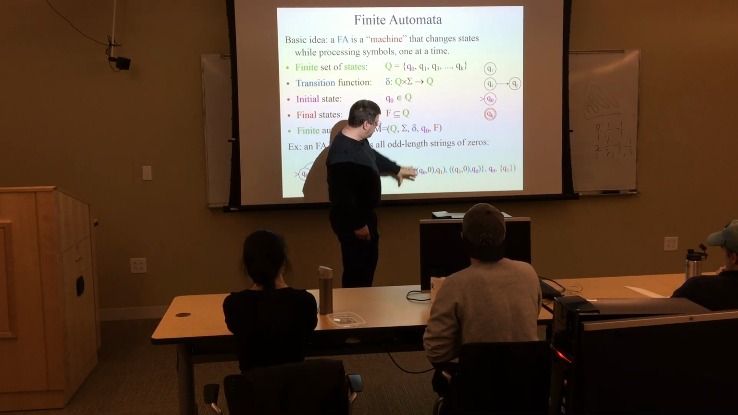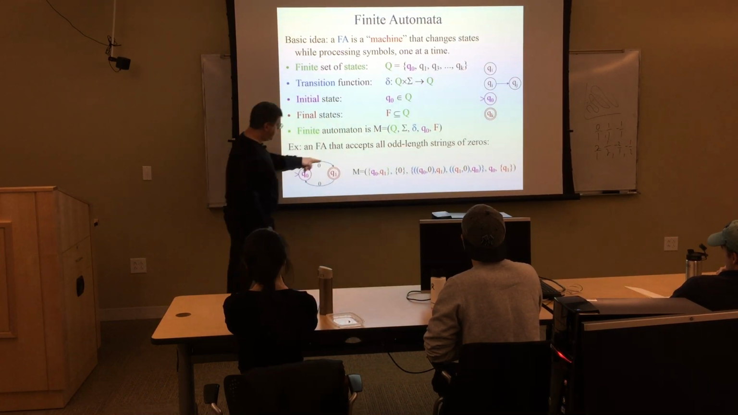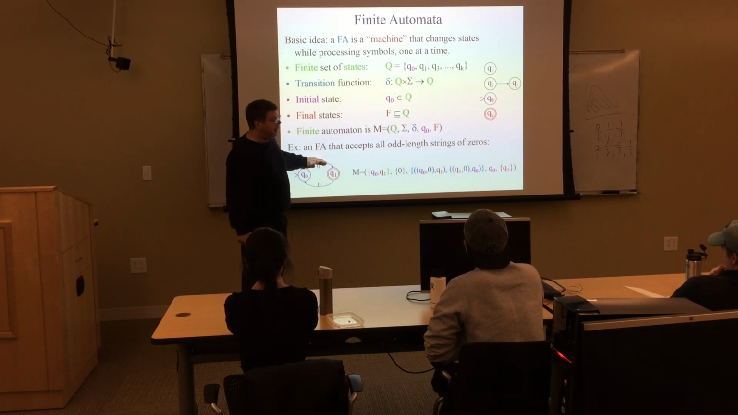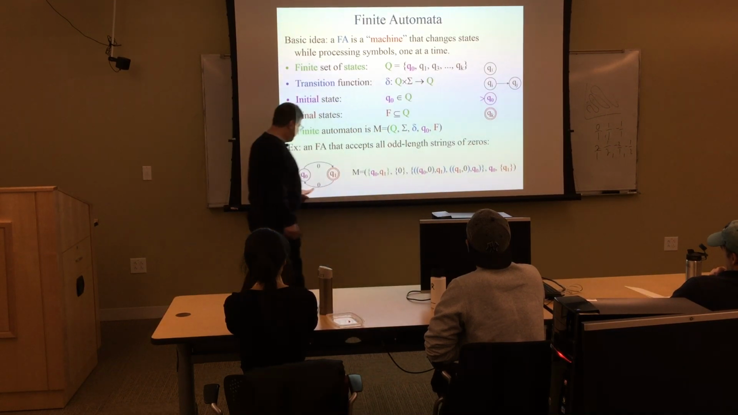And here's a transition function. If you're in a state Q0 and you see a 0, you go to Q1. That corresponds to this arc here. If you're in Q0, you see a 0, you go to Q1. That's this blue arc right here. The second one, if you're in Q1 and you see a 0, you go to Q0. That's this arc right here.